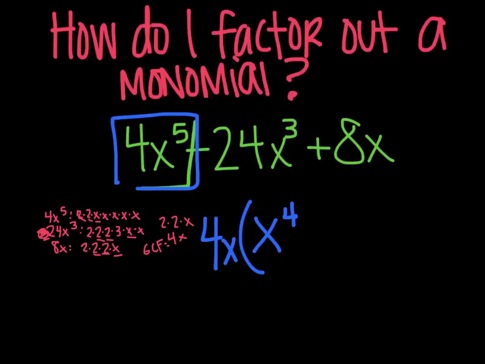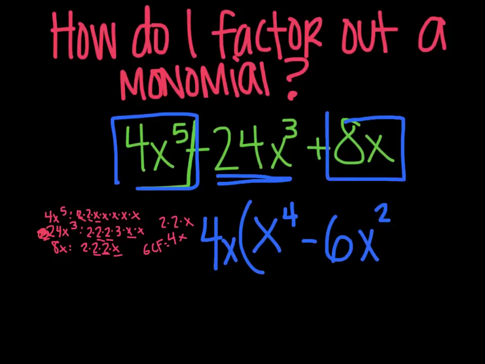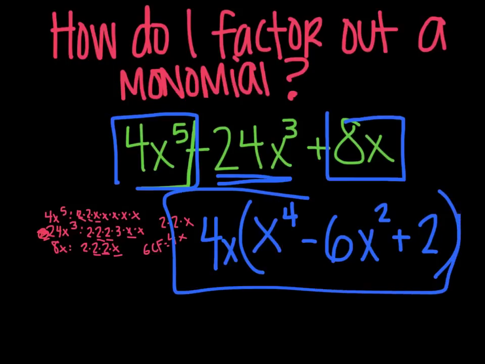And then when I take out a 4, so I'm dividing by 4, 24 divided by 4 is going to give me 6. Don't forget your negative. And then if I take away an x from x cubed, I now have x squared. And then the last one, I have 8x. If I take out a 4x, I just have 2 left. And that is how I would write out my factored polynomial. So the factored form is exactly what I have in blue.